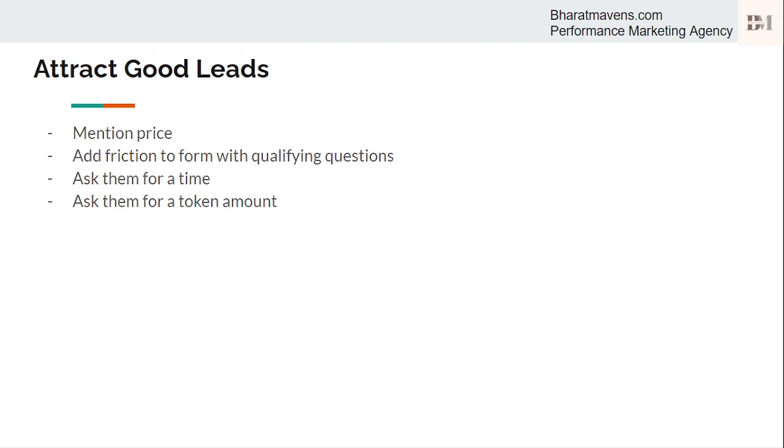Next, to attract good leads, ask them for a token amount. This is not very prevalent in India, but at least when the lead is booked, try to ask them for a token amount. And the last one to attract good leads is to create a list of customers who are the absolute best, create a lookalike of that, and start targeting those people. That is when you will attract good leads. And to remove bad leads, find the list of people from your existing lead data who are absolutely the worst. Start excluding those people at once.